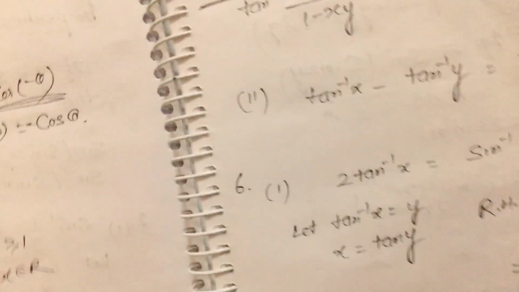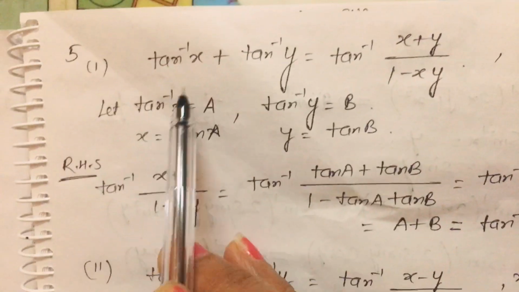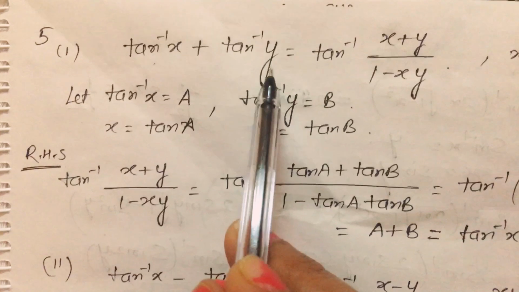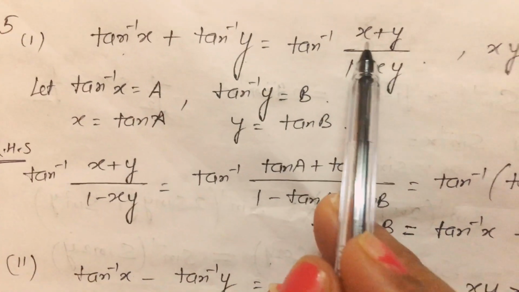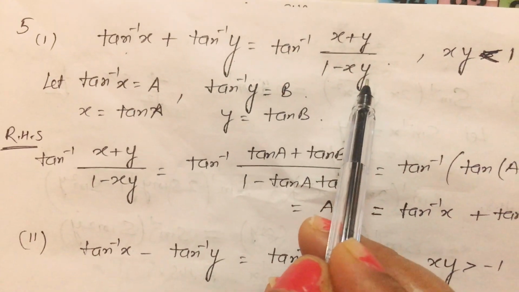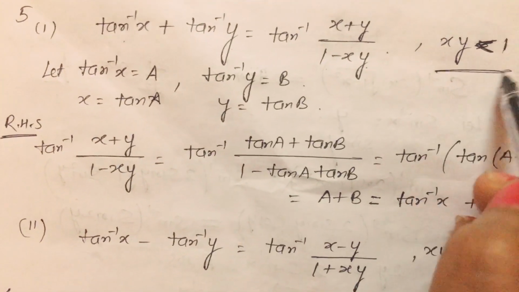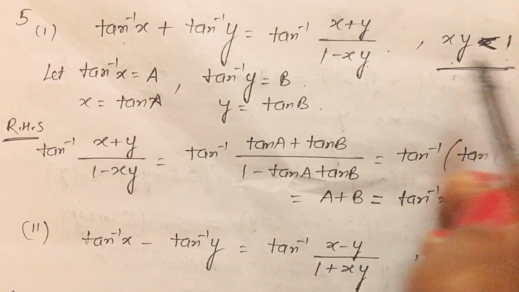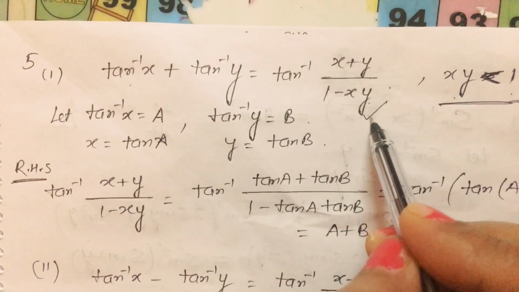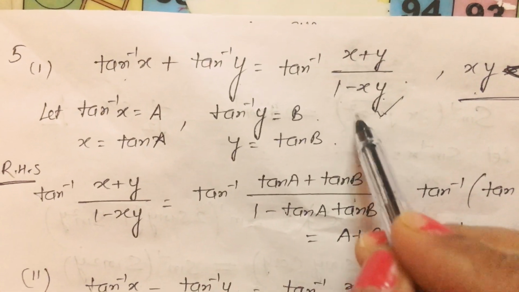Now come to the fifth property. Tangent inverse x plus tangent inverse y is equal to tangent inverse of x plus y upon 1 minus xy, and this property only holds when xy is less than 1. It means this should be positive, it should not be negative or 0.